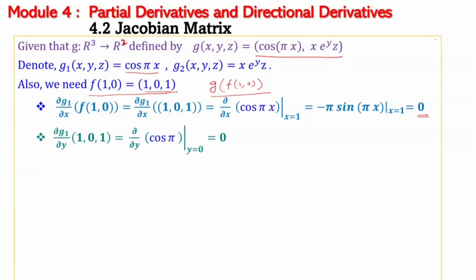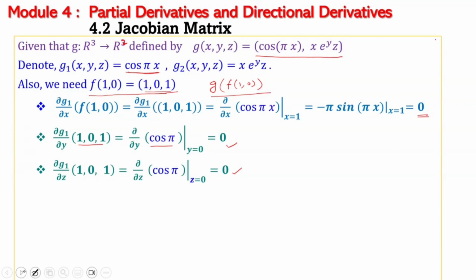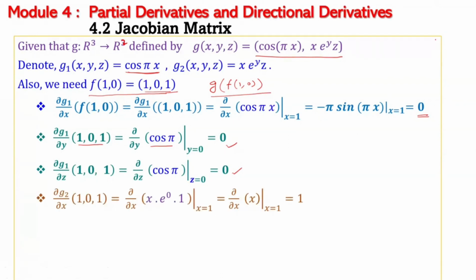Then the second one is with respect to y. When we take the derivative with respect to y, we have to put x equal to 1 here. So x is equal to 1, y is the variable, and z is equal to 1. So there is no y in this case. Therefore it will become cosine pi, which is a constant with respect to y, so the derivative will be 0. Then we have to do it with respect to z also, and again like y, the derivative is equal to 0. Now we'll calculate for G2.